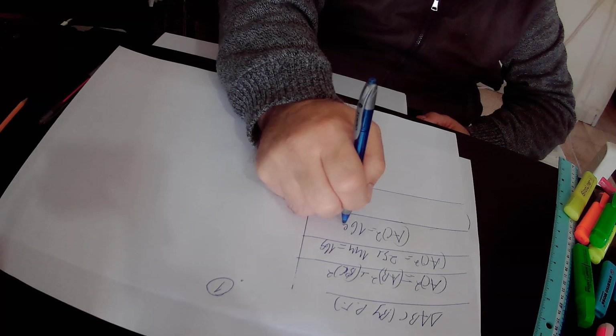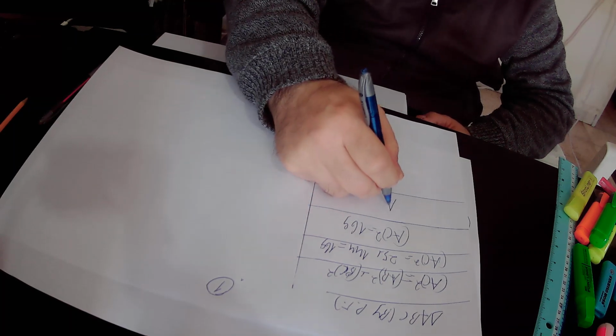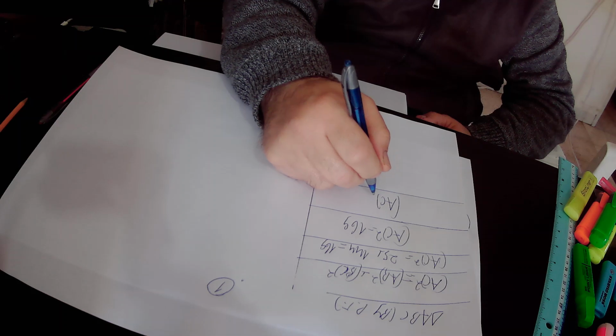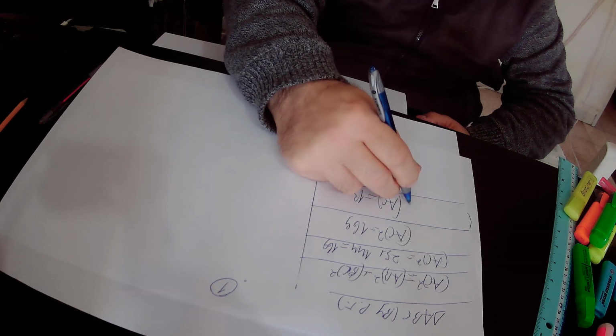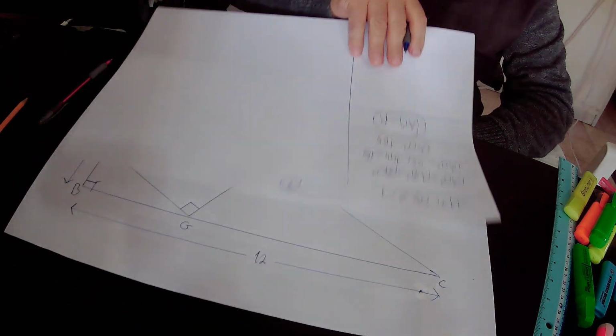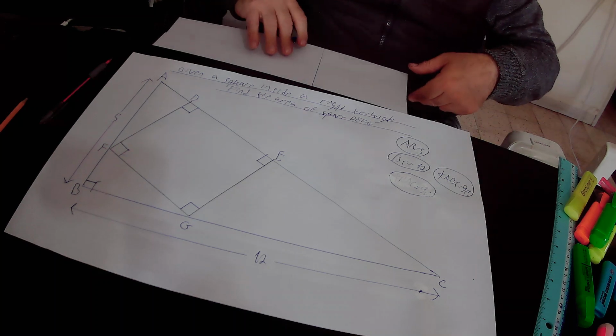Here we take a root of this equation and finally we get that AC equals the square root of 169, that is 13. So the length of the hypotenuse AC is 13 units, so I'll write it down.